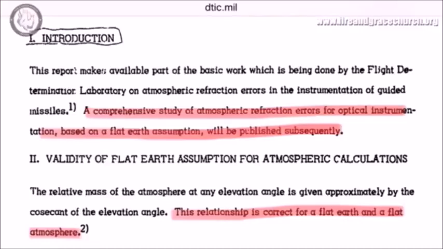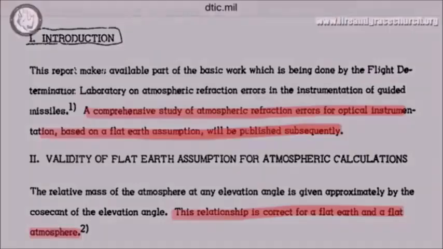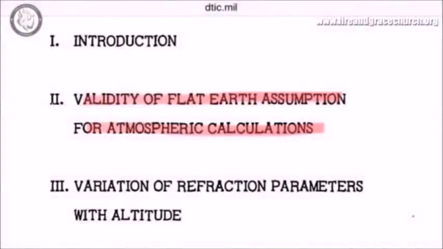But listen, this relationship is correct for a flat earth and a flat atmosphere. So we just saw one document say, this is the correct underlying physics, flat non-rotating earth. We see this document right here say, this is correct for any altitude. I tell you, I've been studying this and I'm blown away, just going back through it. Validity of flat earth assumption.